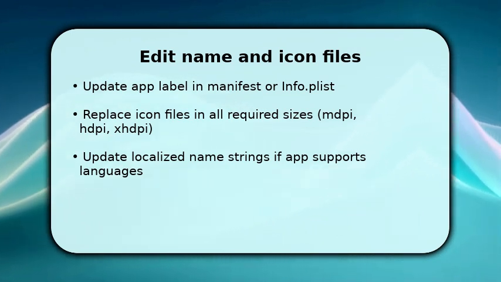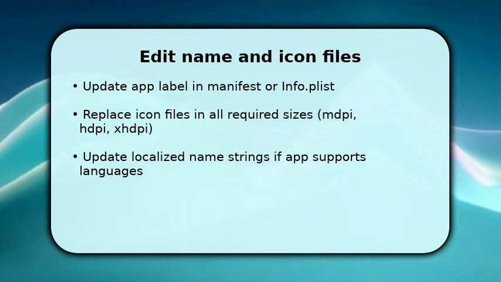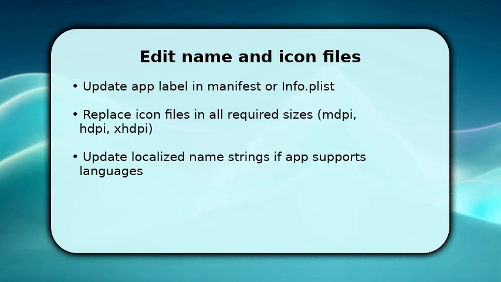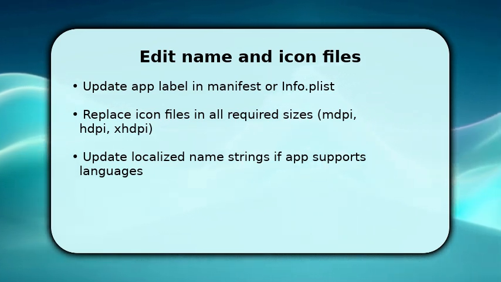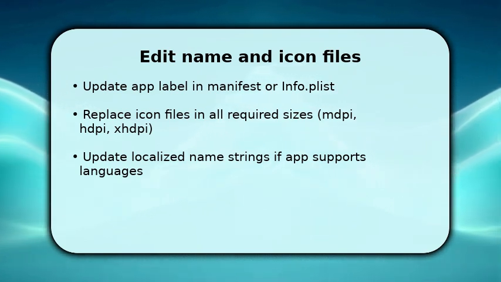Replace icon image files with correctly sized PNGs or vector assets. Include every density bucket, MDPI, HDPI, XHDPI, XXHDPI, so the OS selects the right one. Once done, update any localized string resources so the new name appears in other languages.